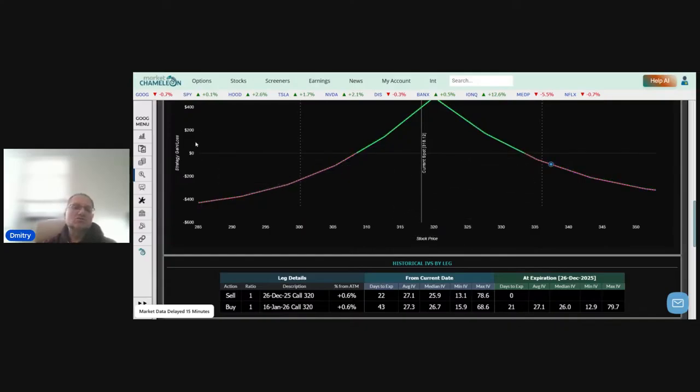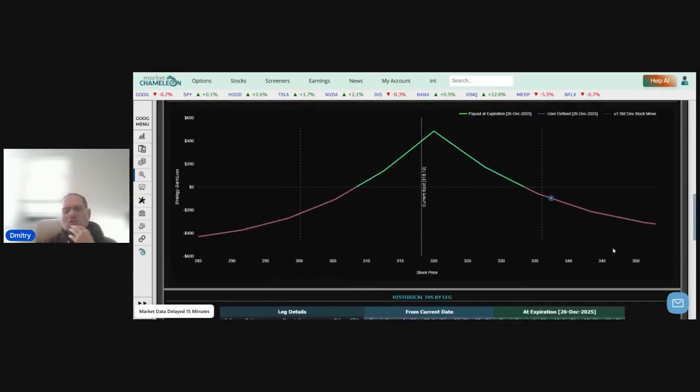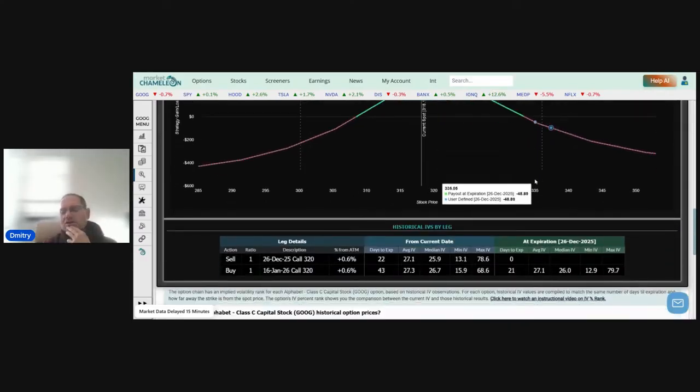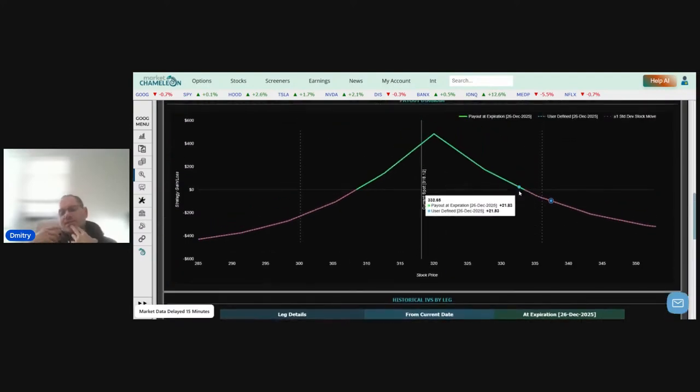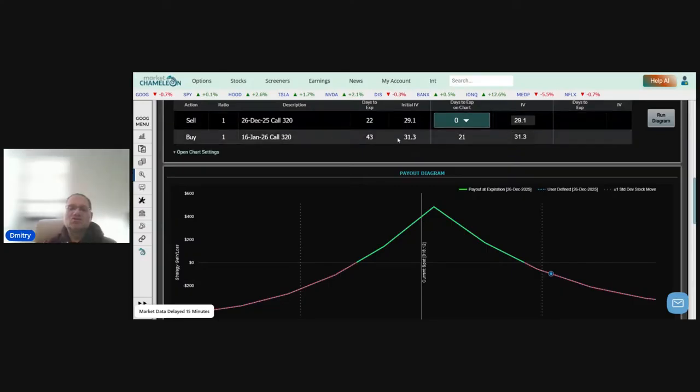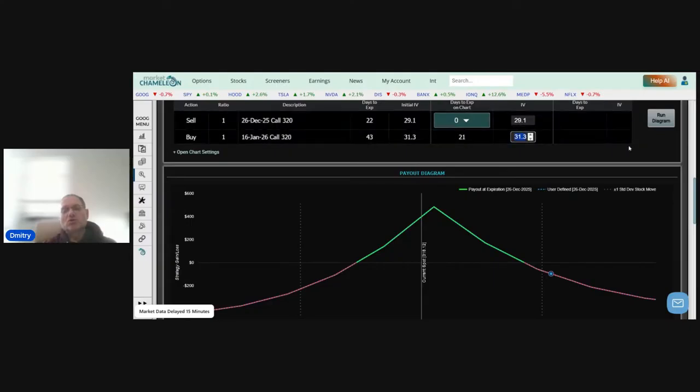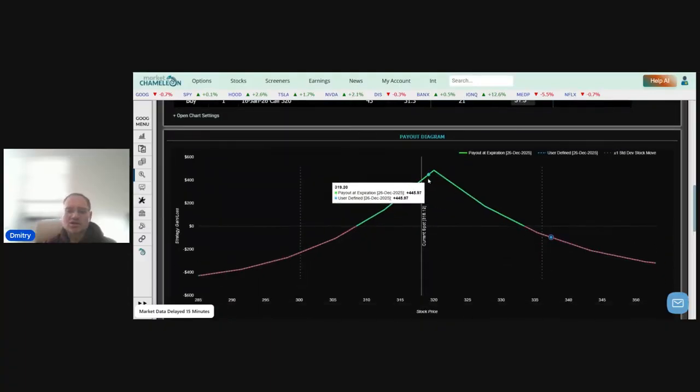These are the break evens. You could see here, these are the profit and loss estimates, and these are the different stock prices. So I'm going to come down here. Another question is, this is based on the implied volatility not moving. So this is assuming that if the implied volatility today is 31.3, we're going to keep it constant and see what happens. So if it's 31.3 on December 26, this is kind of what it looks like.